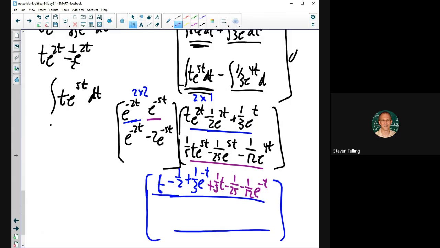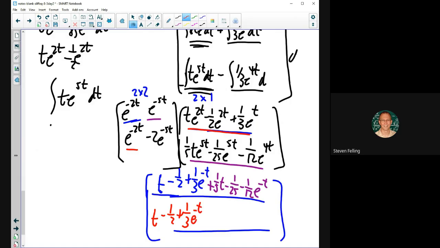And then we're going to do the same pattern except down here. So I'm going to take this times this, which is t e to the negative 2t times e to the positive 2t cancels to e to the 0. And then I've got times this negative 1/2, and then they cancel. And then I've got the 1/3 e to the negative 2t times e to the positive 1t is e to the negative t.